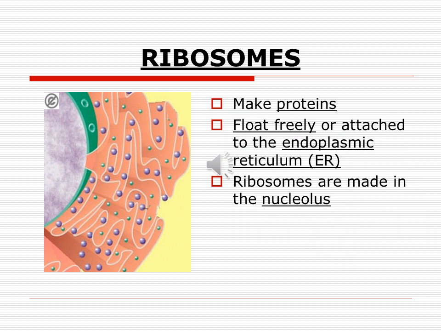Ribosomes are the place where protein is manufactured. It is the place where protein is synthesized. So we need the ribosome to make protein. These float freely or are attached to the endoplasmic reticulum, and in this case it will be called rough endoplasmic reticulum. Ribosomes are also found inside the nucleus.